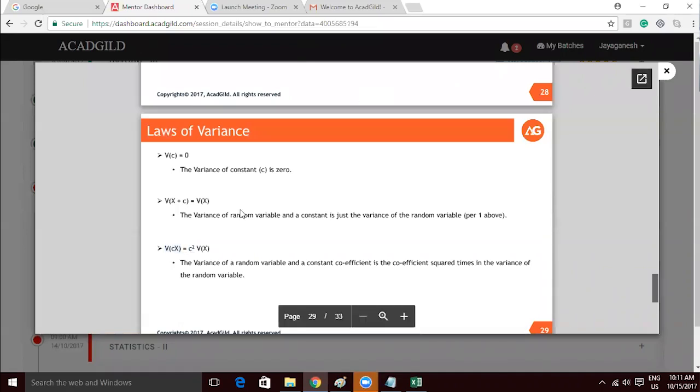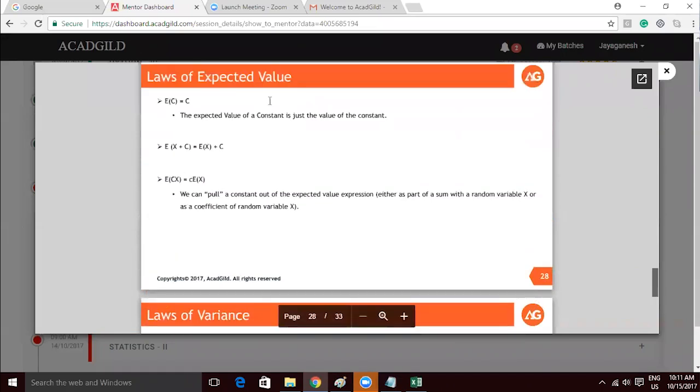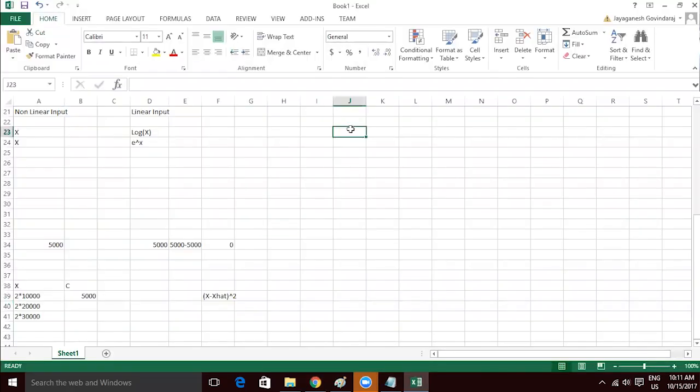The laws of expected value are nothing but the mean. You know what the mean formula is. For example, these are the variables x1, x2, and x3. The mean value is x1 plus x2 plus x3 divided by 3. Now we have the constant. A constant is basically a single value.